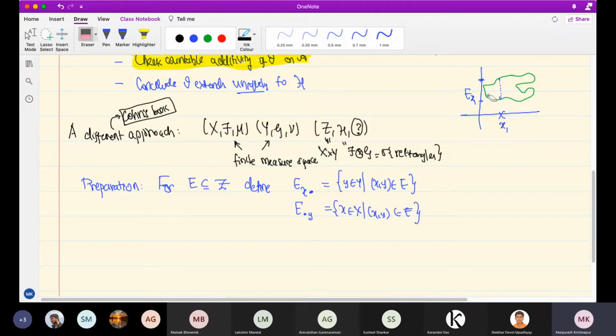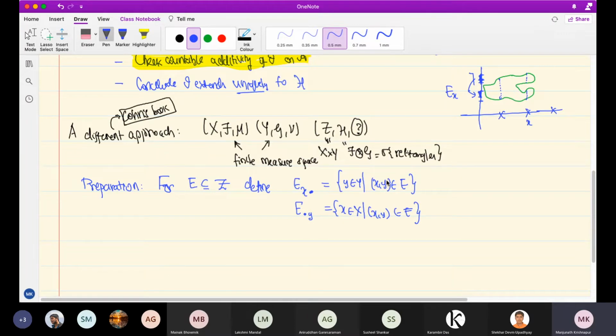On the other hand, if the x I take is here, then E_x consists of two parts, this as well as this. When I project, I get something here and a little bit here. The union of those two sets is what will give me E_x. On the other hand, if you take something outside here, then E_x is empty. There's no y for which (x, y) belongs. So that is what this is.